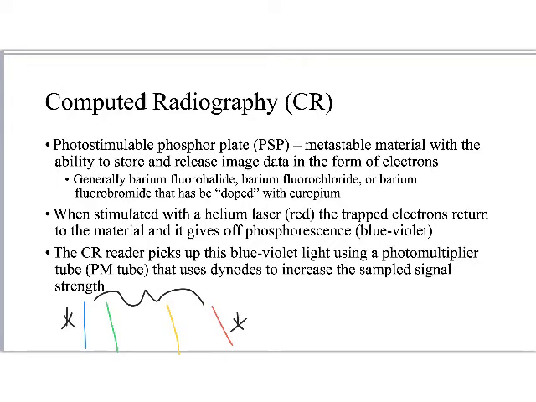The CR reader picks up this blue-violet light using a photomultiplier tube, or sometimes called a PM tube, and it uses dynodes to increase the sampled signal strength. Right, it basically adds electrons to whatever it's getting until it has millions of electrons associated with the signal, and that's occurring as we're sampling the PSP plate with the laser.